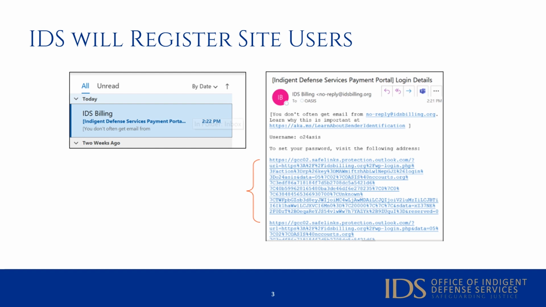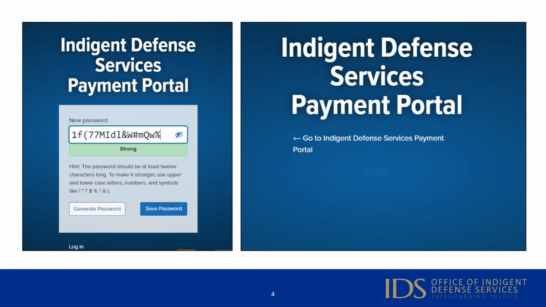Users may not self-register. When IDS sets up your account, you will receive a username and temporary password from noreply@idsbilling.org via email. Click the link provided to set your password. Choose your own password or click Generate Password if you prefer the system to randomly generate one for you. Then you will receive an email auto-reply once you have saved your new password. From then on, you have an established OASIS user account.